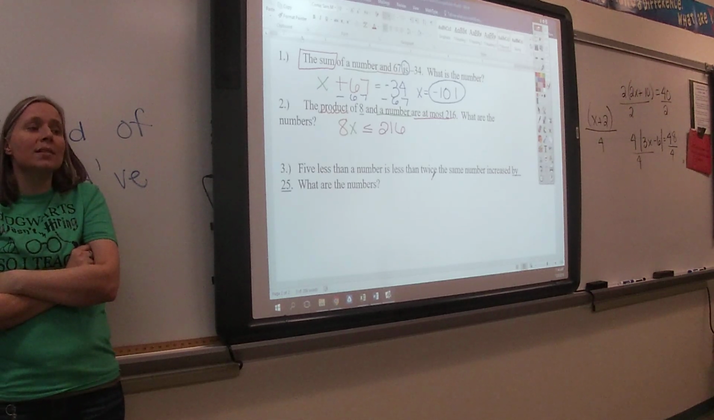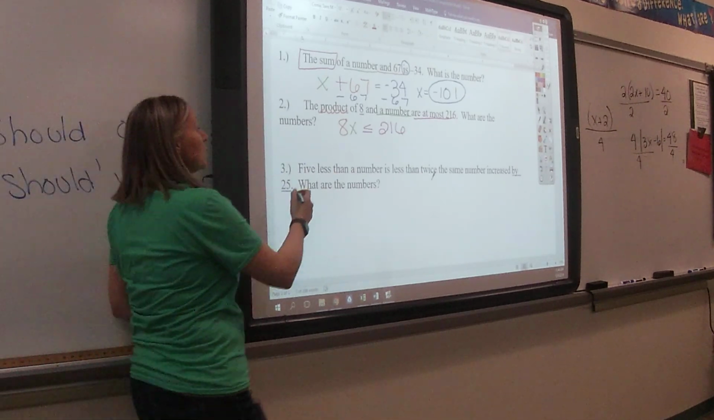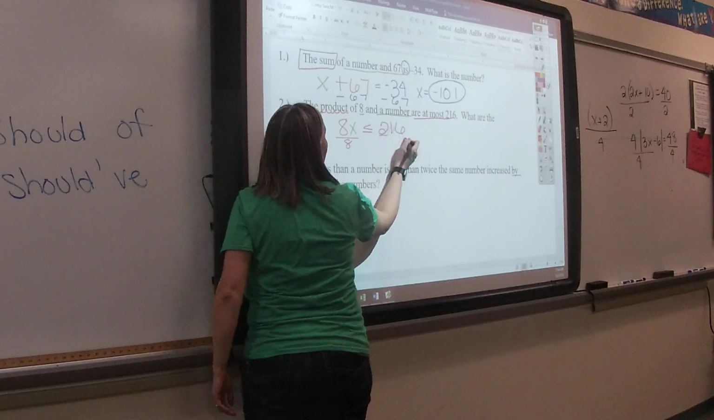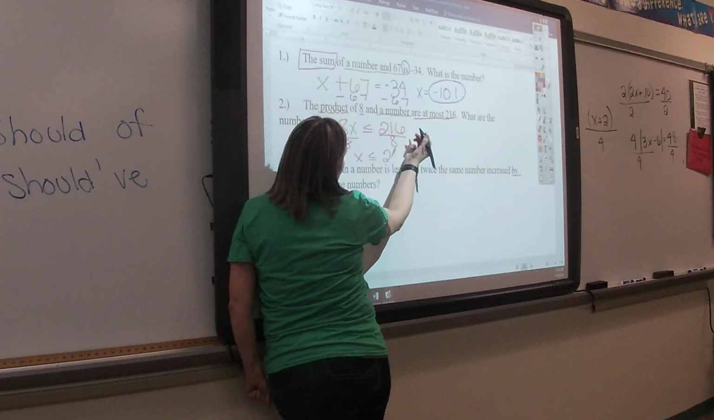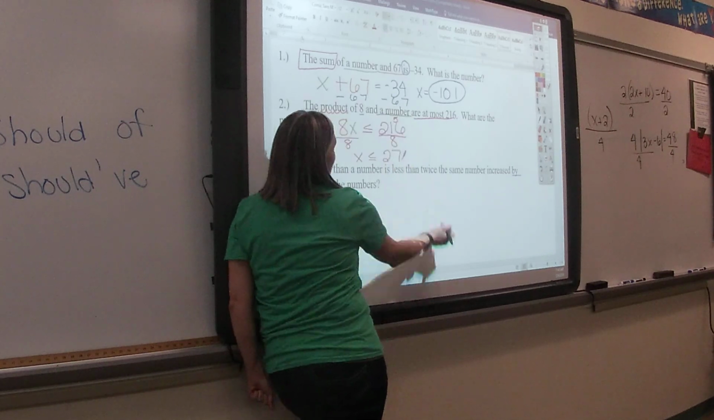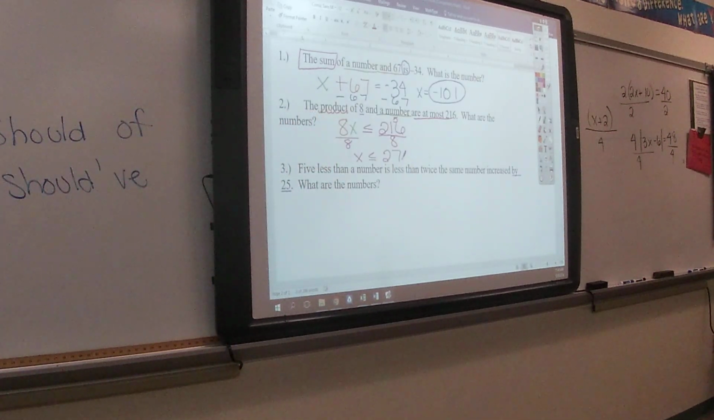How many solutions is this going to have? Infinite, because how many solutions do inequalities have? Infinite. So it is asking us to solve this. 27. 216. X is less than or equal to 27? Yes.